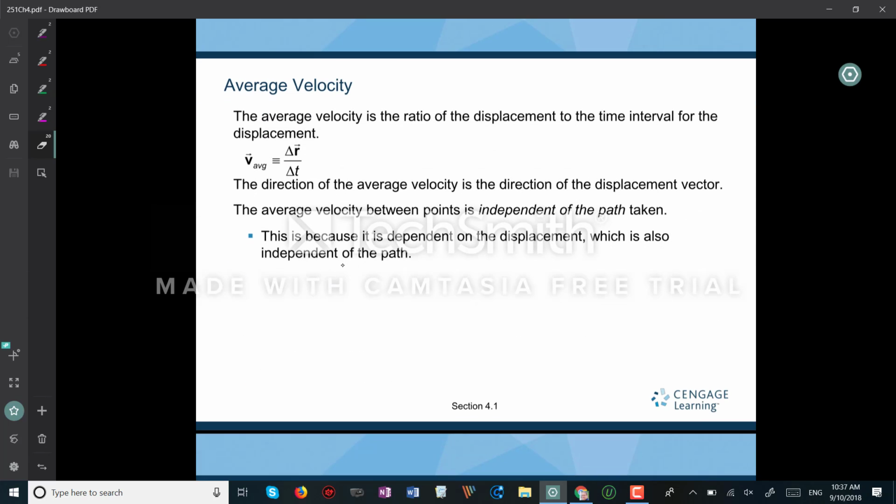Everything we had before, we now explicitly say is a vector. So V average becomes delta R over delta T. You can also write that as V vector with a bar over the top. Not a tilde, but a bar over the top. That's mathematically communicating the mean value of the vector V.